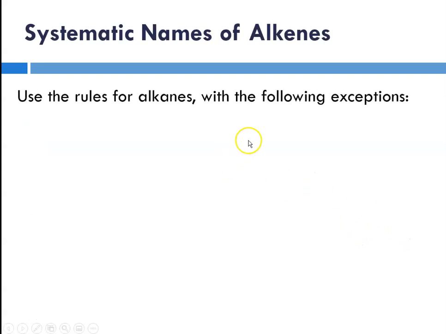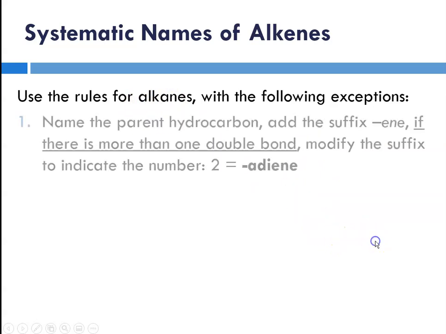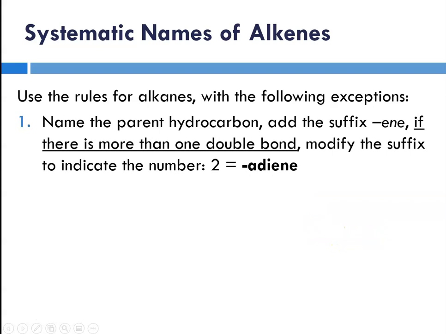If we go through the systematic naming of the alkenes, we use the same rules as we do for the alkanes, with the following exceptions. You name the parent hydrocarbon and use the -ene suffix, and if there is more than one double bond, you modify the suffix to indicate the number. For instance, if there were two double bonds, it would be a diene. So if it was a four-carbon chain, so but-, and two double bonds, it would be called butadiene.